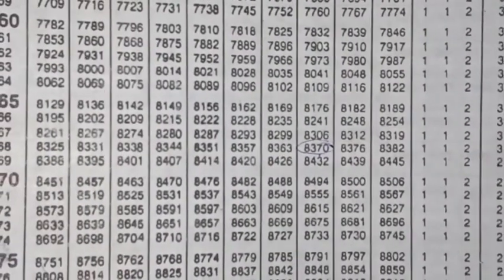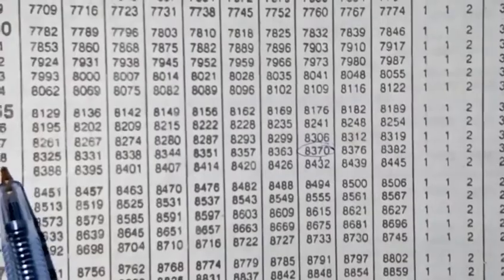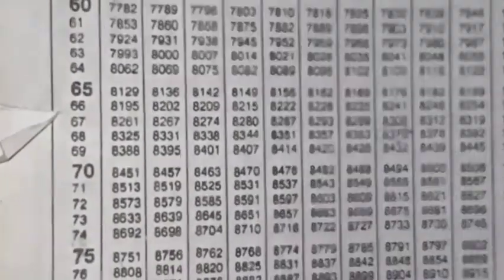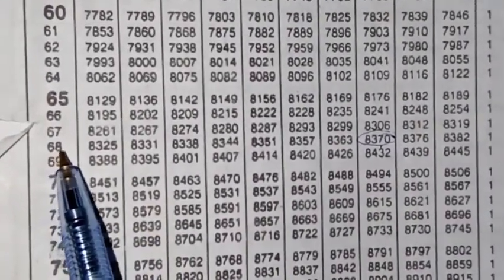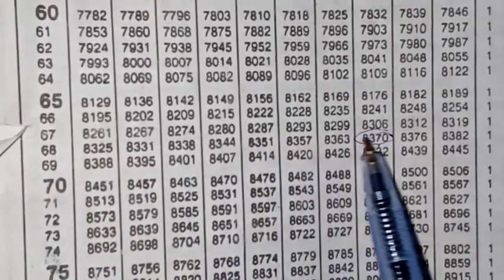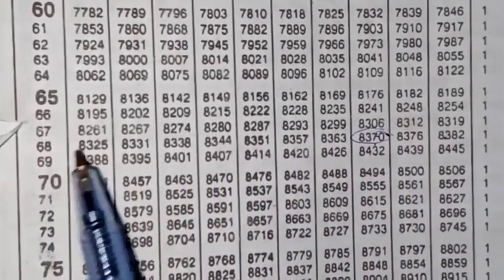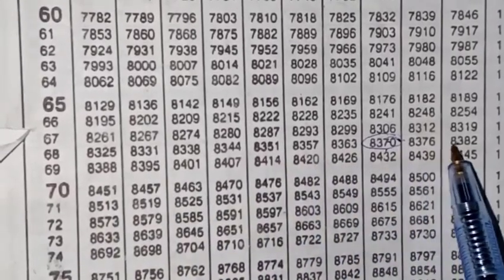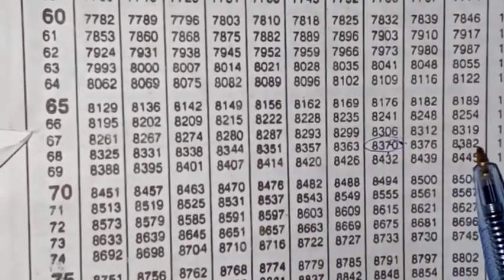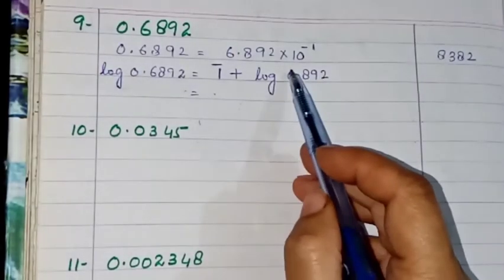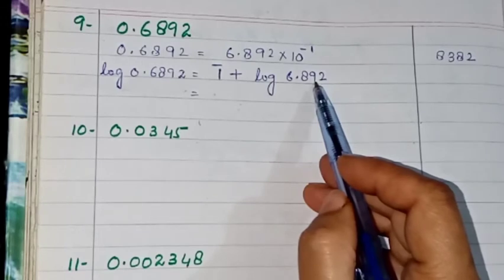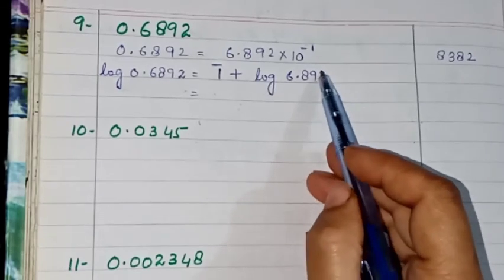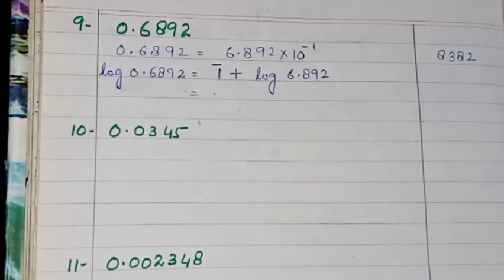For this part we have to go for the table. We have to go for the row 68, that is present here, and in the row 68 we have to go for column 9, that is 8382. We have to write this value 8382 in the rough column. Then we have taken this 68, then we go for the column 9, and after that we have to add this column 2 value also.